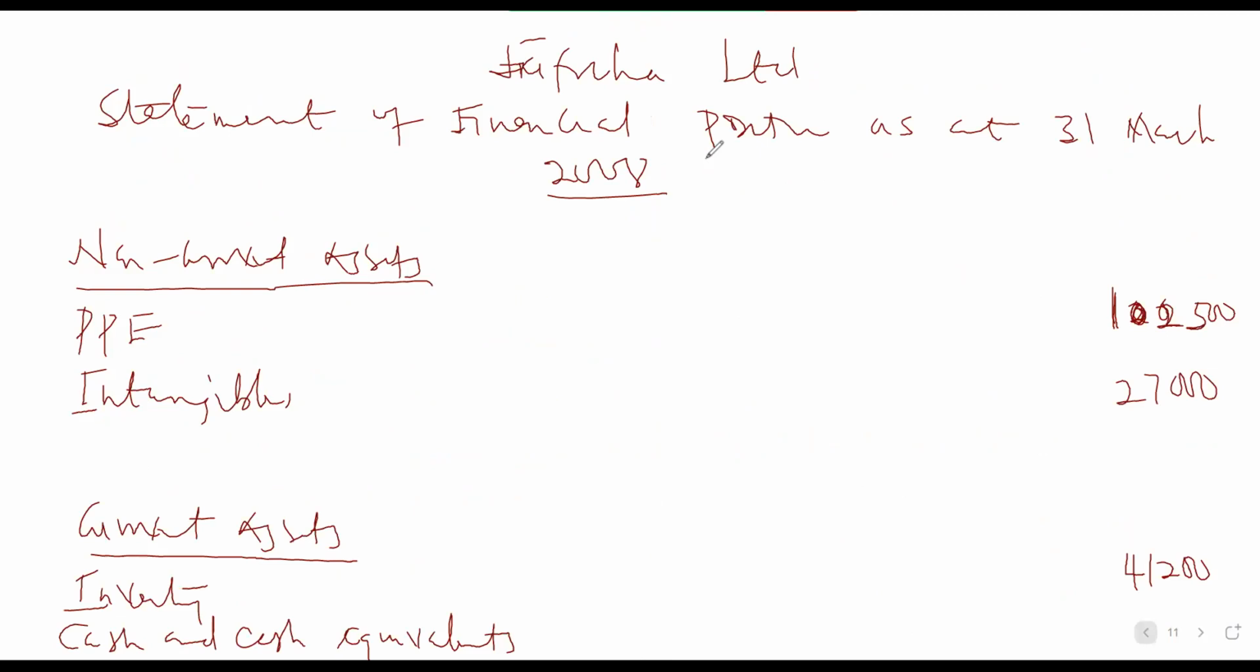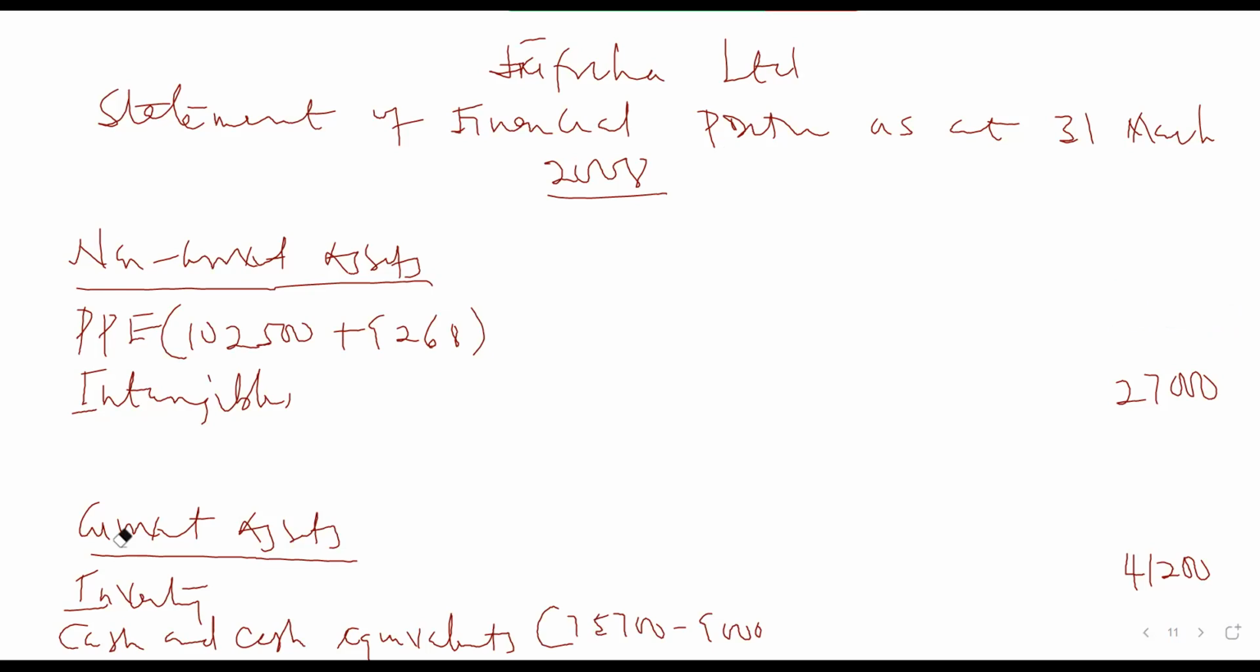Since we can decide to add it to the PPE, the PPE will now be 10,500 plus 9,268. Then we come to cash and cash equivalent. That will be 75,700 minus 9,000. Okay. Are we okay with that? Let's move on to the next one, the last one, then we close.